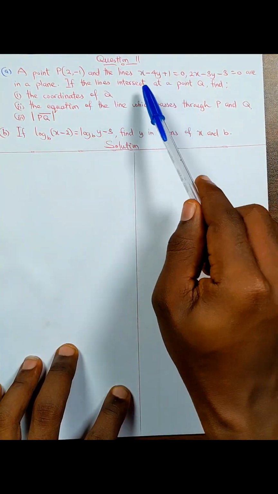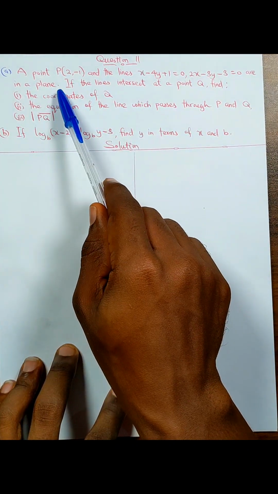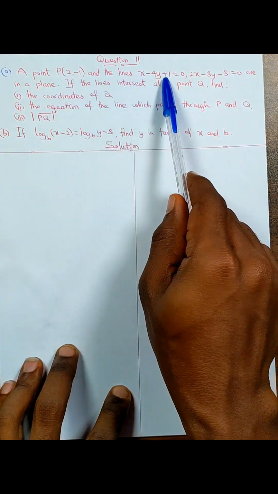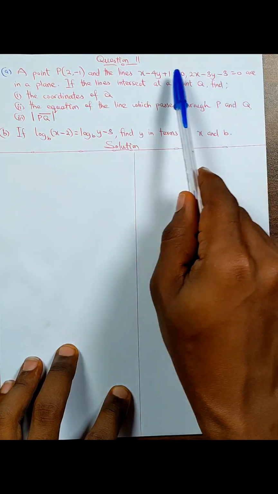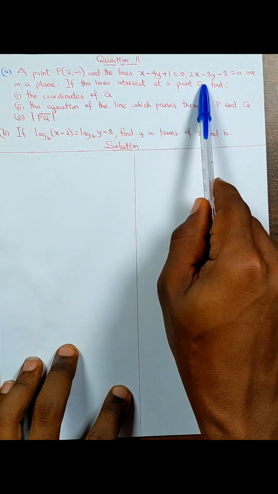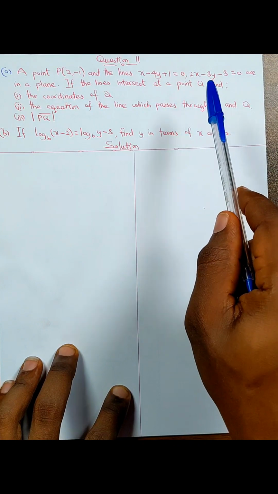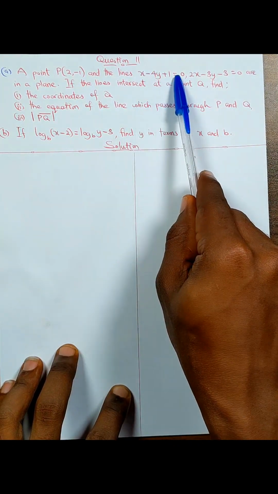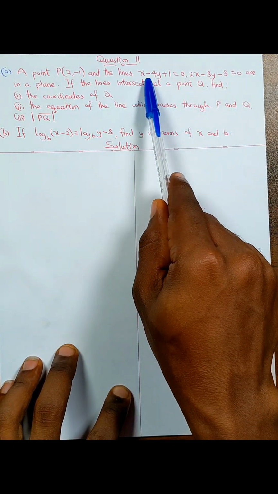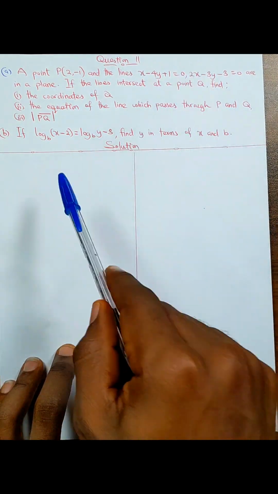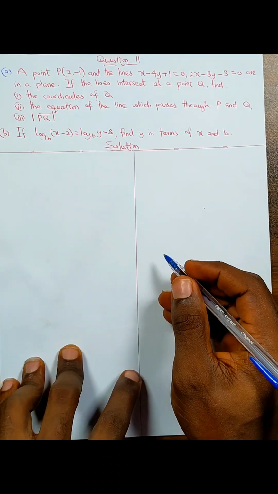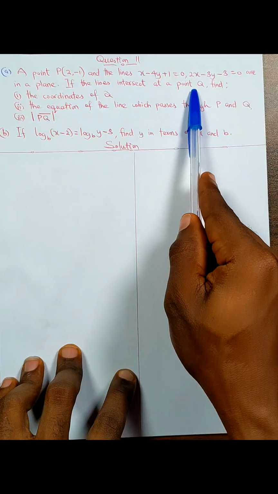To find Q, it means that we have to find the point of intersection of these two lines. That is, the lines intersect at the point Q. So Q is the point at which the two lines intersect. And to do that, you have to solve these two equations simultaneously. The values of x and y are going to be the coordinates of the point Q.